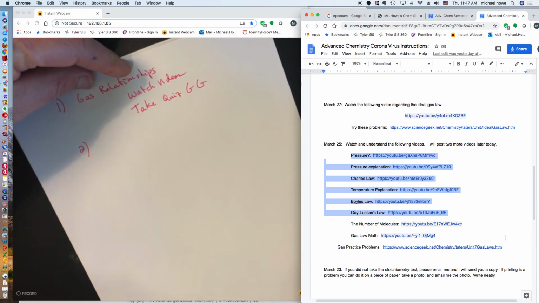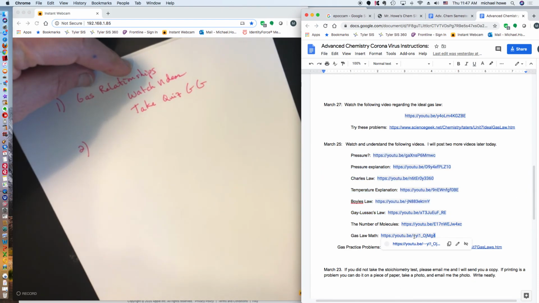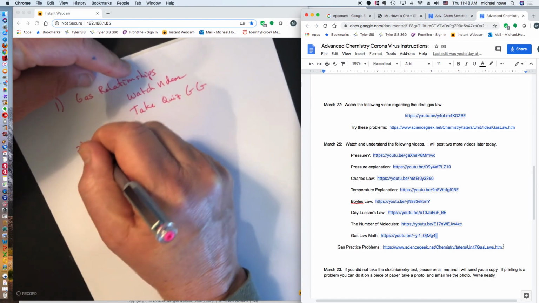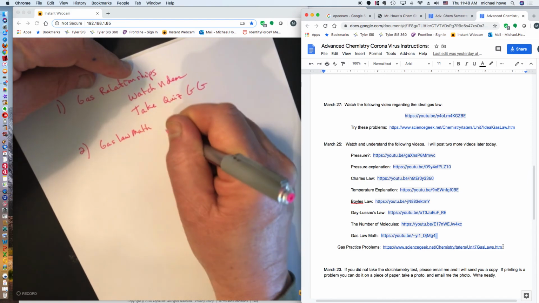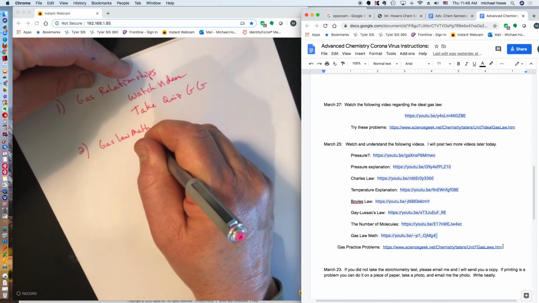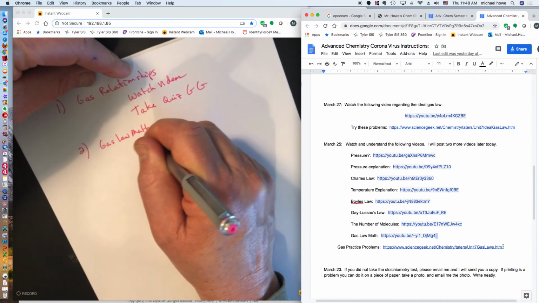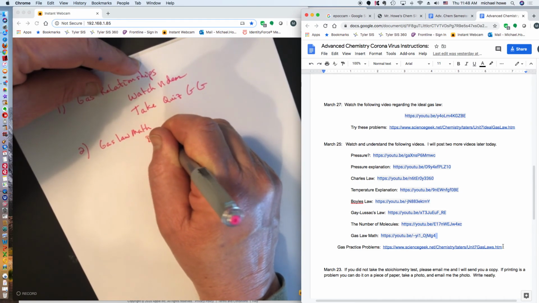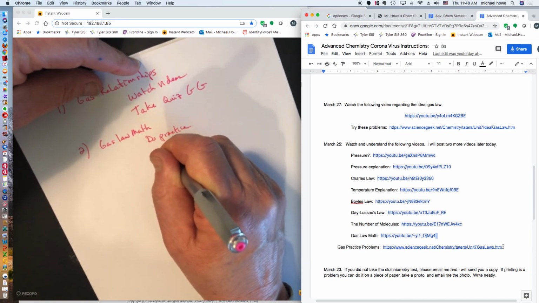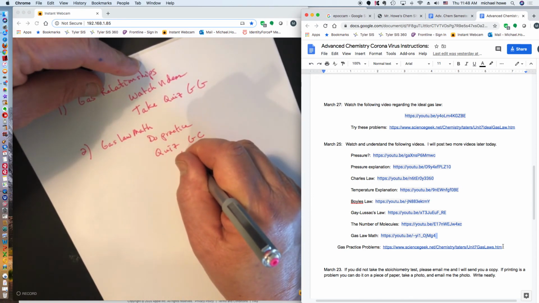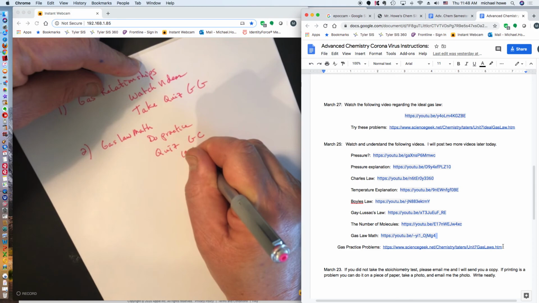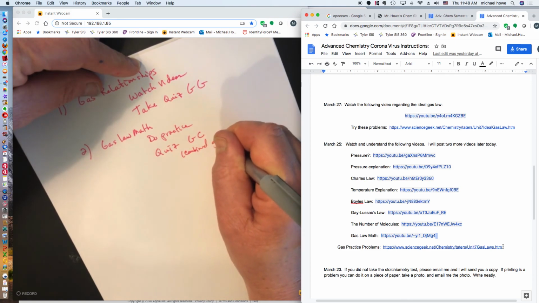Second thing we did was a little section on gas law math right here, and practice problems. So gas law math, then do the practice problems, then take the quiz on Google Classroom. Just to remind you, that was what I call the combined gas law.